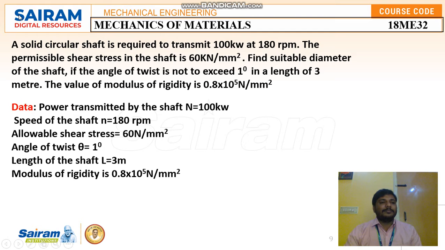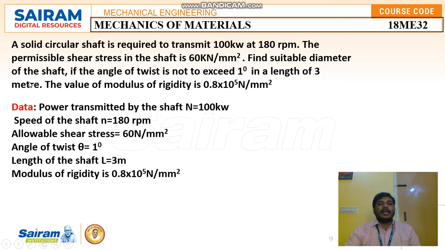In this particular problem, a solid circular shaft is required to transmit a power of 100 kilowatt at 180 rpm. The permissible shear stress in this shaft is given as 60 kilonewton per mm square, and we need to find the suitable diameter of the shaft if the angle of twist should not exceed 1 degree in a length of 3 meter.